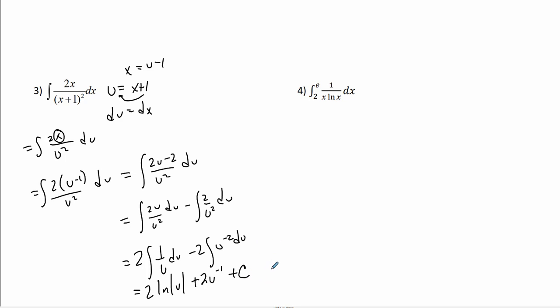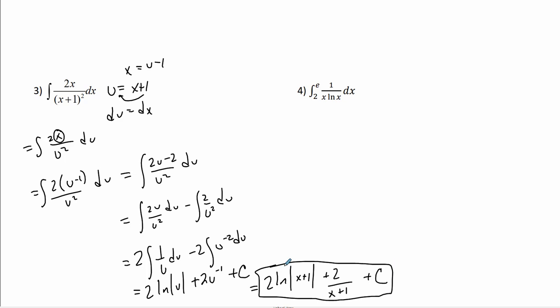Which then, okay, I got to fill in for that u value, so I get 2 times the ln of the absolute value of x plus 1 plus 2 times u to the negative 1, which is x plus 1 to the negative 1, which is x plus 1 in your denominator, plus some value of c. Okay, there's your integration right there.